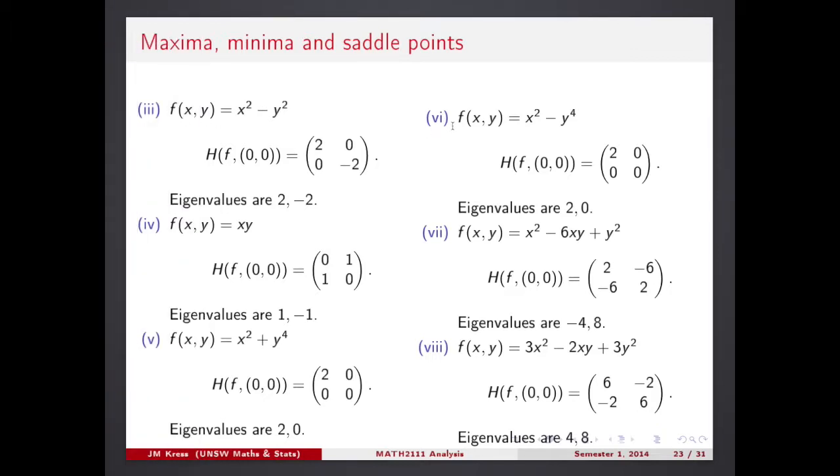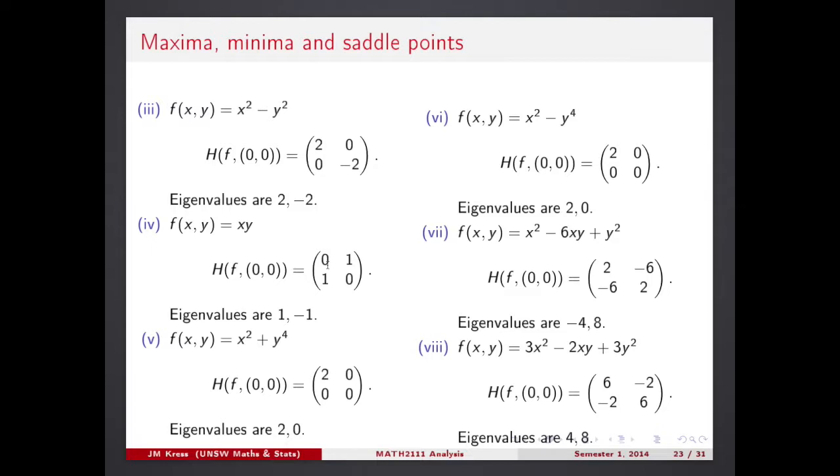Example 3, let's just look at that first. Diagonal matrix, two eigenvalues of opposite sign, saddle point, and we're clear on that. Even the graph was very clear on the saddle point. For XY, we also had a saddle point, even though this time you can no longer see the eigenvalues from the matrix straight away because it is no longer diagonal.